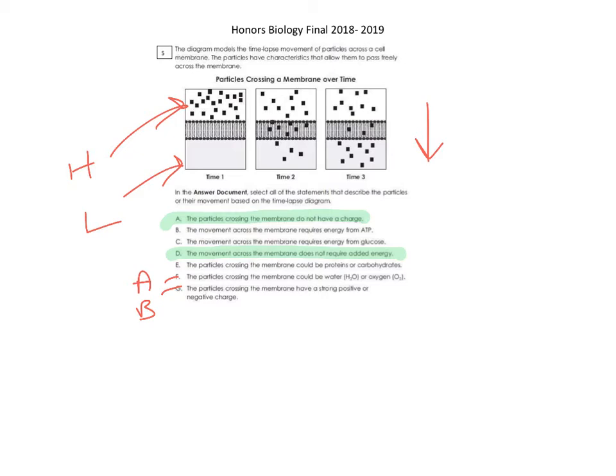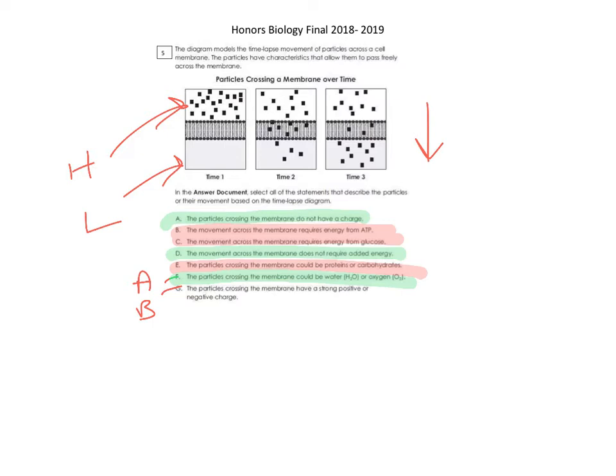Particles crossing the membrane could be proteins or carbohydrates. Well, that's a no. That's not possible. All right, and this one can't be, and this one can't be. Why can't they be? That's what you have to do to get your points for this question. The particles crossing the membrane could be water or oxygen. Yes, because water does cross through the membrane and oxygen is neutral, right? It is small and non-polar. Water's polar, but it's small, and in small amounts it does cross. So A is an answer.